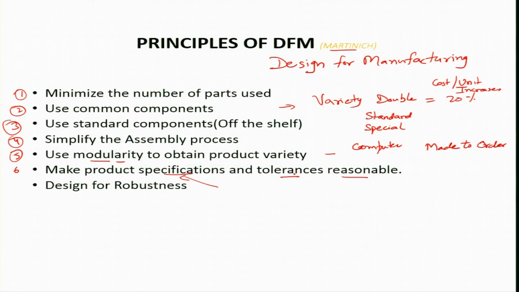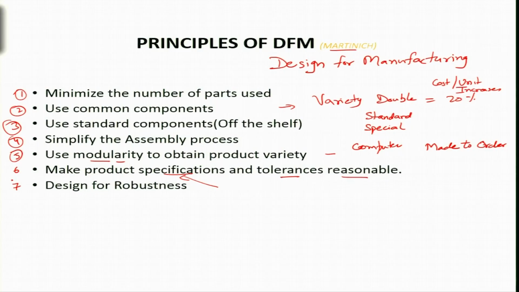And tolerances should not be too loose or too tight. If too loose, it will affect the performance of the product. If too tight, it will affect the cost of manufacturing. There may be more rejections, or you may need high precision technology, which is expensive in nature, to produce those high tolerance products.